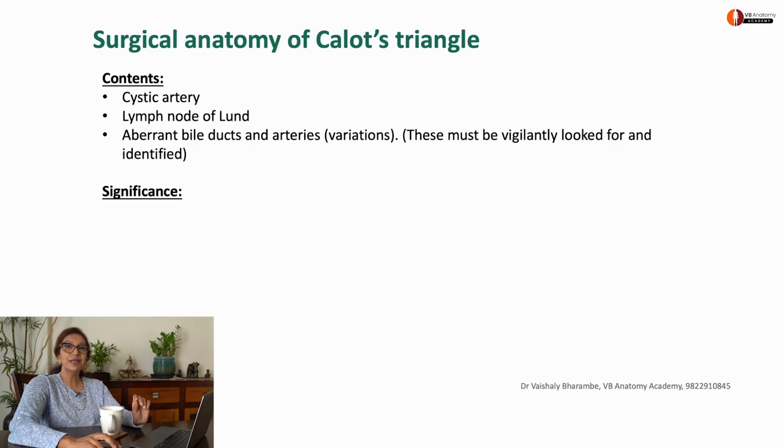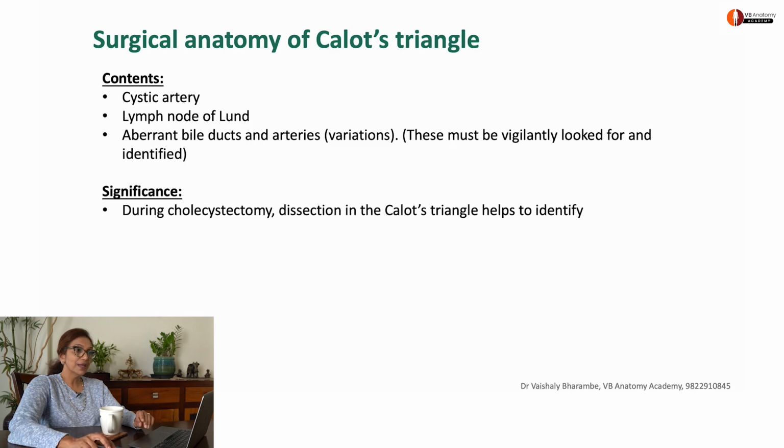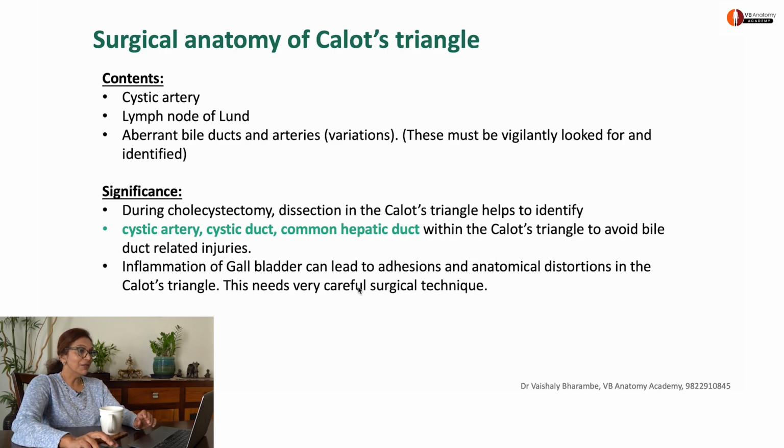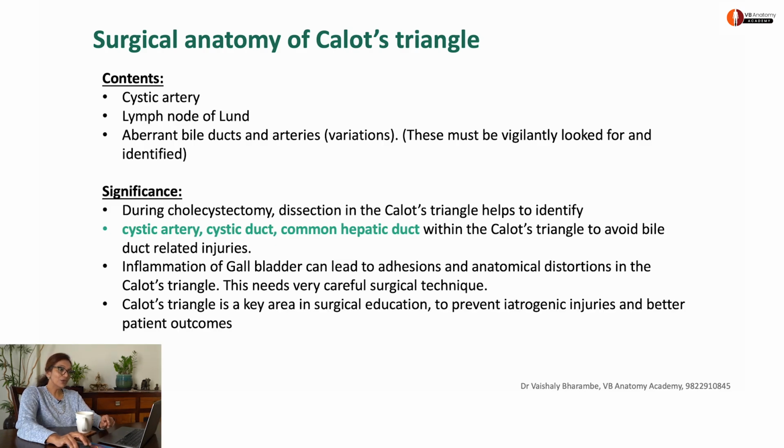This area must be dissected properly, explored. Why? During cholecystectomy, Calot's triangle helps you to identify cystic artery, cystic duct, common hepatic duct, injuries to all should be avoided to prevent biliary duct related damage. Inflammation of gallbladder can lead to adhesions and the whole Calot's triangle area can be quite changed. This needs you to have a good knowledge of anatomy to be able to dissect correctly. Calot's triangle is a key area in surgical education to prevent iatrogenic injuries.